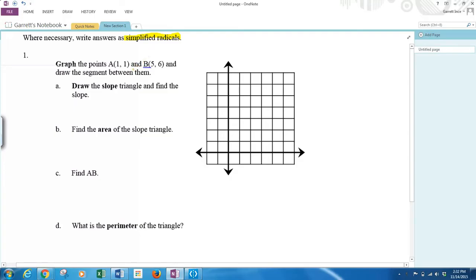All right, everyone, here we are. We're going to go ahead and work on problem 1 from our Unit 3B review. I want to make sure that you notice up here I highlighted something important in those directions that you're going to make sure you read very carefully. We're supposed to leave our answers in simplified radical form.